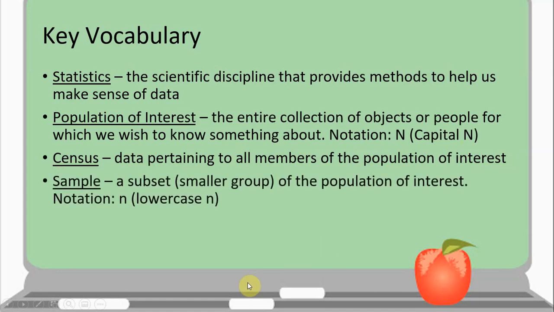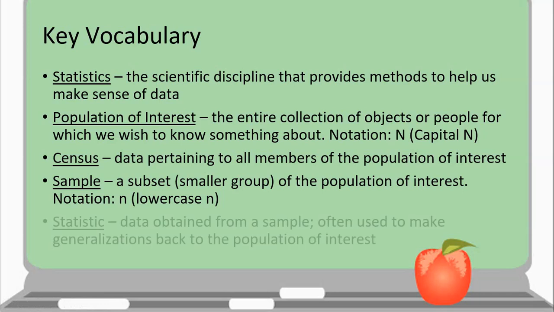In this class, we do a lot with sample data. Okay, a sample is a subset or smaller group of the population of interest. And kind of appropriately, the notation for the sample of a population is lowercase n. Okay, so capital N is the size of the entire population of interest, and lowercase n is the number from that population that we're going to include in our sample.